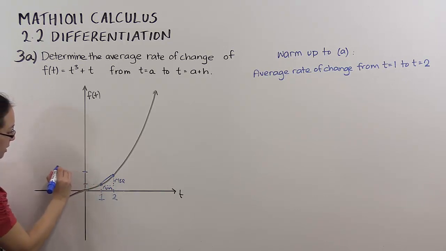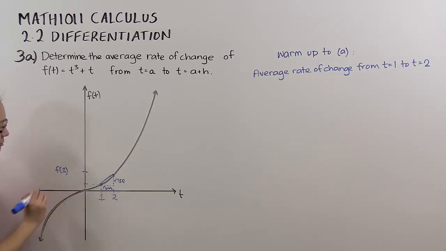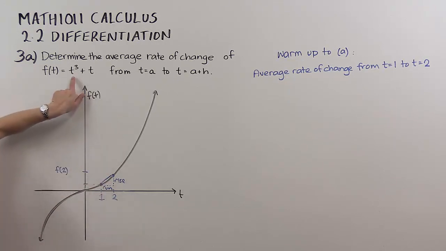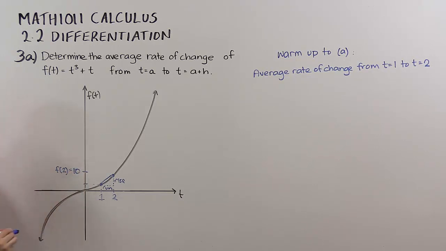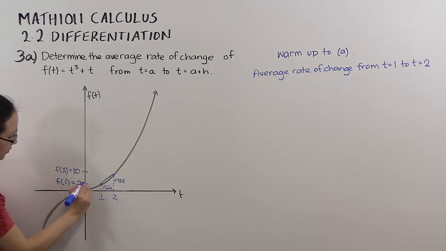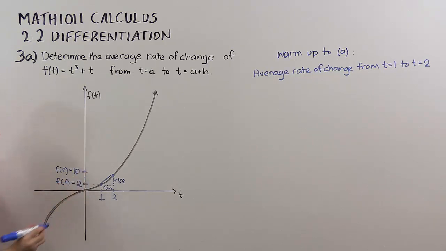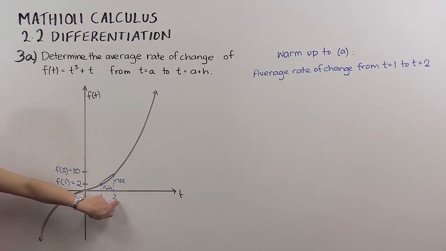So this top y value is f of 2, right? The function value at 2. When I put 2 in, I get 2 cubed plus 2, that's just 10. The function value at 1 is 1 cubed plus 1, so that's just 2. So my function, from t equals 1 to t equals 2, changes from 2 to 10, okay?